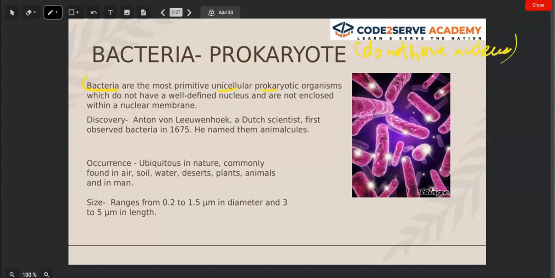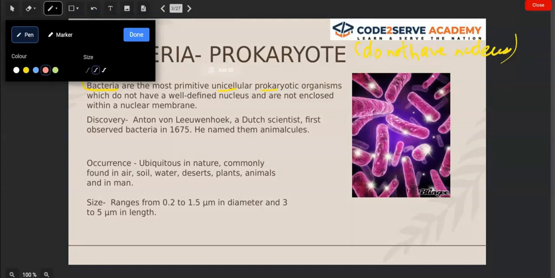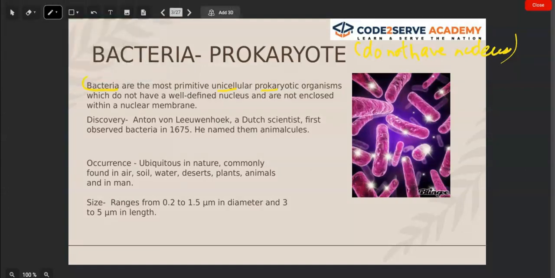Clear to all of you? Okay, so they are the primitive organisms which do not have a well-defined nucleus and are not enclosed within a nuclear membrane. They do not have a nuclear membrane also.